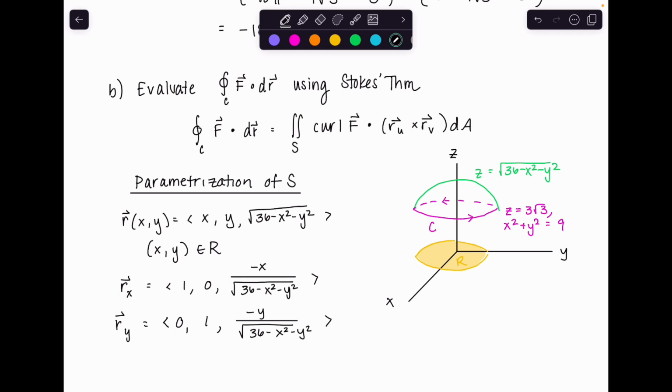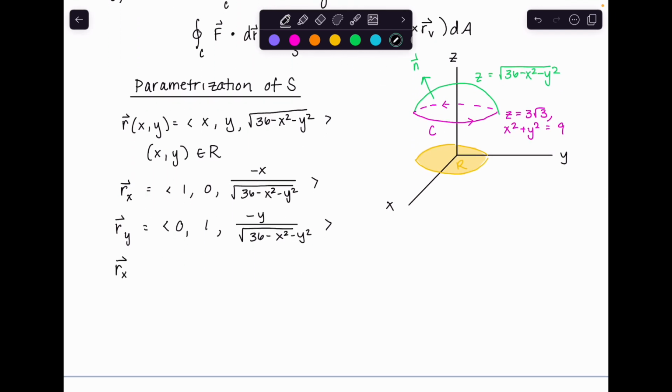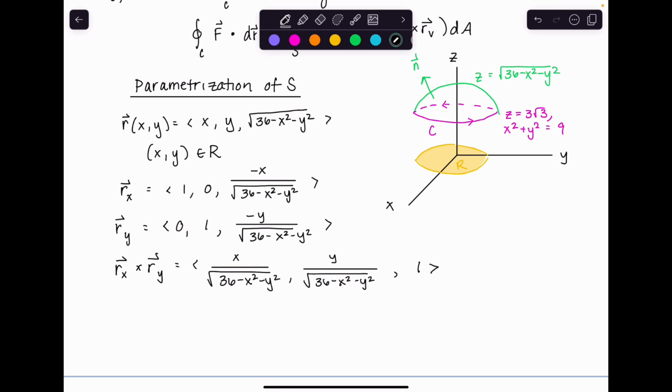Okay. And now I want to take the cross product and I want to make sure it's consistent with the orientation. And because it had clockwise or counterclockwise orientation, that tells me these normal vectors are going to be upwards. So if I take the cross product of these two, it'll end up being kind of what we did with the divergence theorem. This will be x over the square root of 36 minus x squared minus y squared, y over that same square root, and then the z component is 1, which is indeed consistent with the orientation.